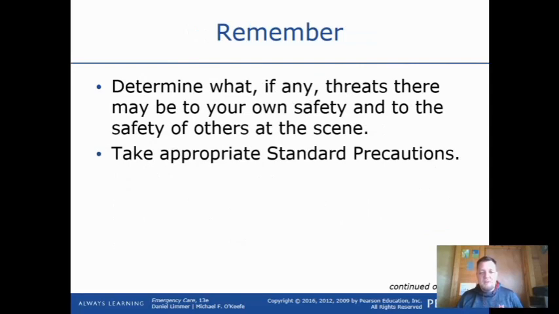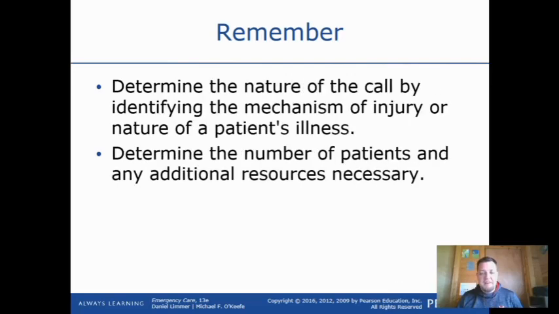Okay, so always remember, determine if there are any threats to your safety or to the safety of others. If there are, then we're going to back out of that scene. We're going to make sure that we've got protection and that we can stay protected. Okay, use standard precautions, BSI. Utilize PD if needed. So determine the nature of the call by identifying the mechanism of injury or the patient's illness. Get our number of patients and if we need any additional resources.